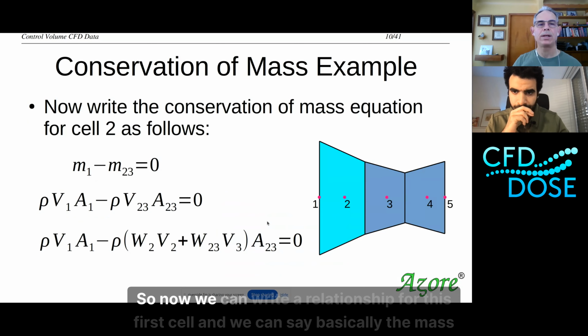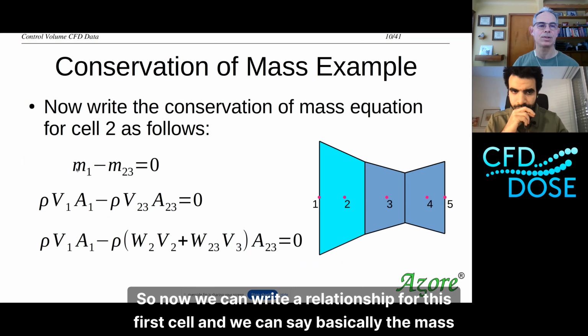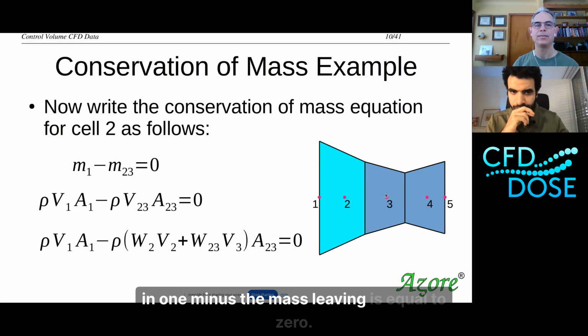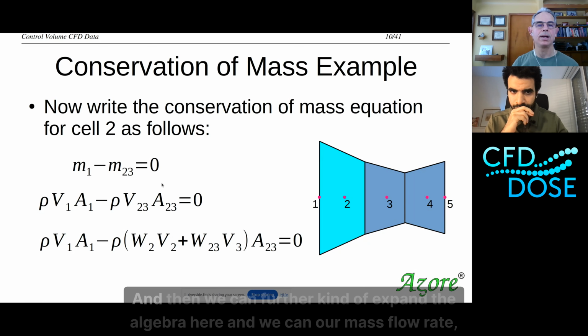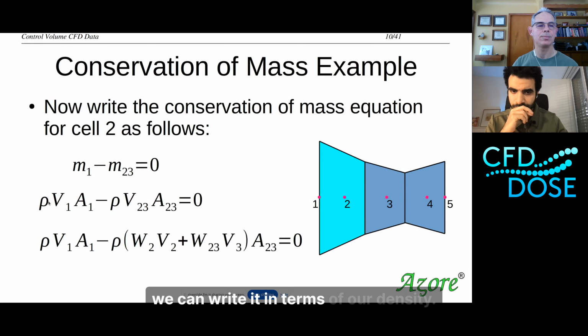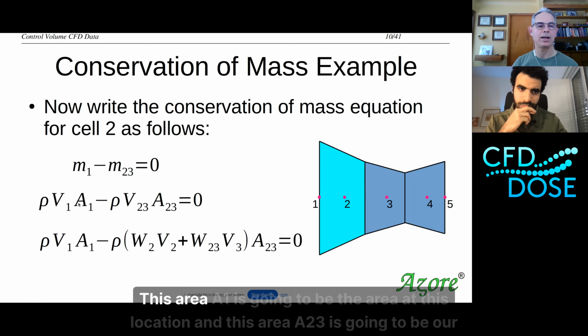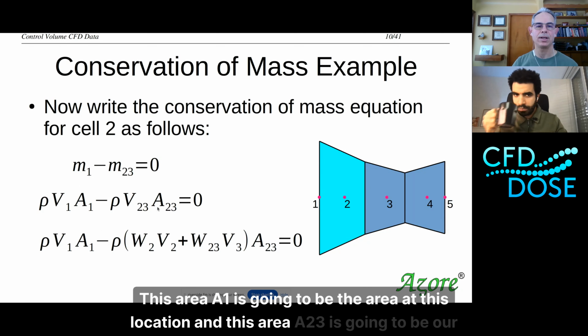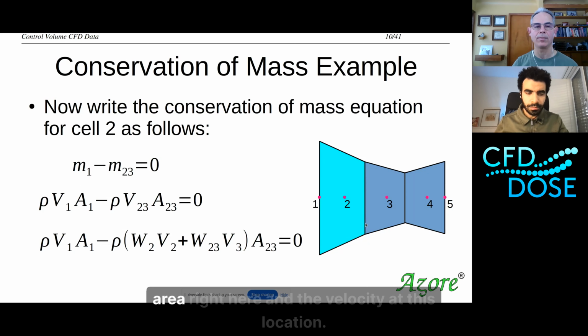So we can use that information to write a relationship for this first cell, and we can say basically the mass in at 1 minus the mass leaving is equal to 0. And then we can expand the algebra here, and write our mass flow rate in terms of our density. This area A1 is going to be the area at this location, and this area A23 is going to be our area right here, and the velocity at this location.